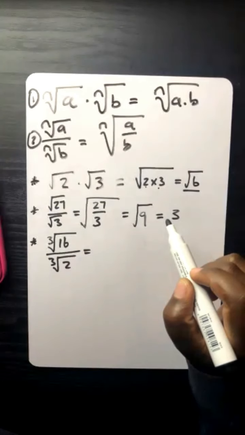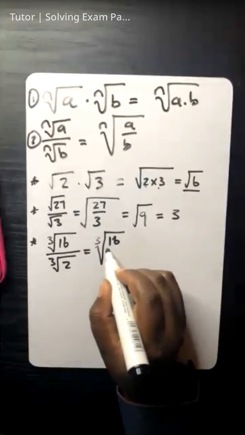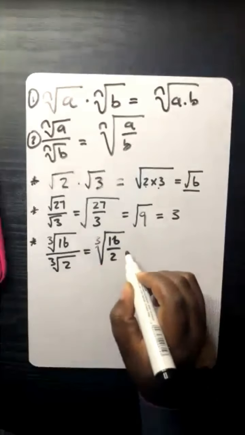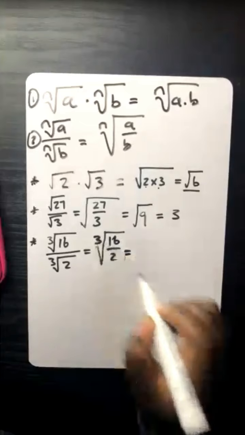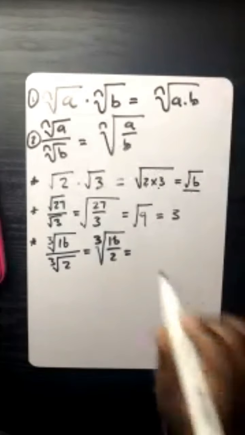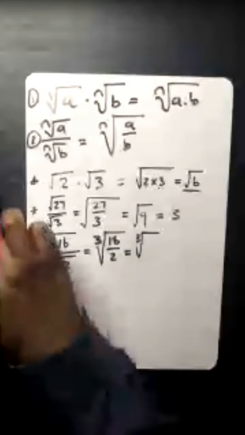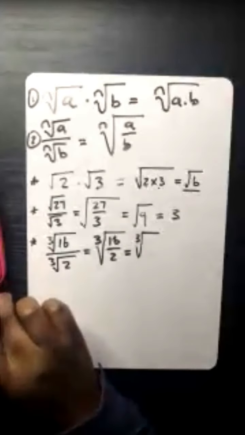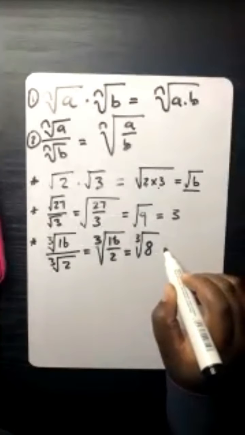the cube root of 16 divided by 2. So it's going to be that divided by 2. Then remember, guys, they wanted you to simplify the whole of that without using a calculator. So what is 16 divided by 2? It's 8, sir. So it's 8.